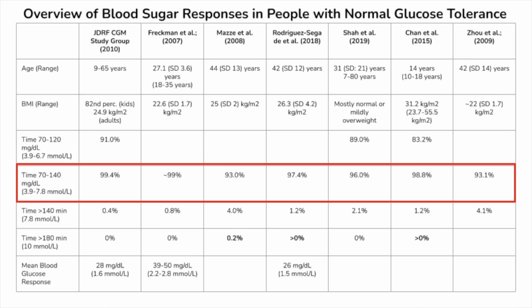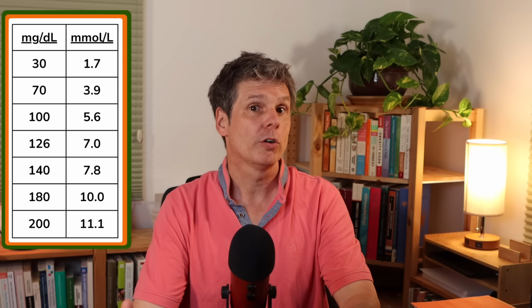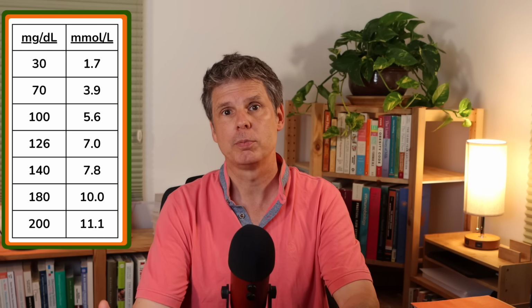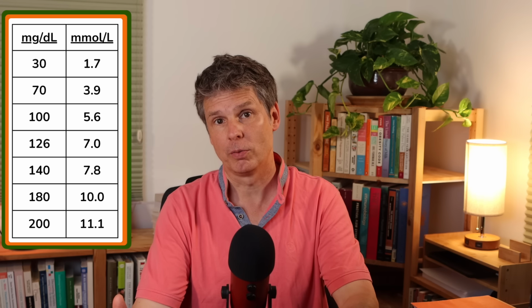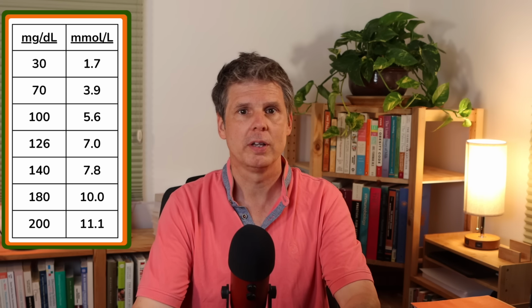But in all populations, blood sugar levels do spend some time in the 140 to 180 milligram per deciliter range. That percentage varies from study to study, between 0.4 and 4% of the time. This means that on average, people with normal glucose tolerance do occasionally have blood sugar levels in the 140 to 180 milligram per deciliter range, but only briefly, for a total of up to an hour a day or so.